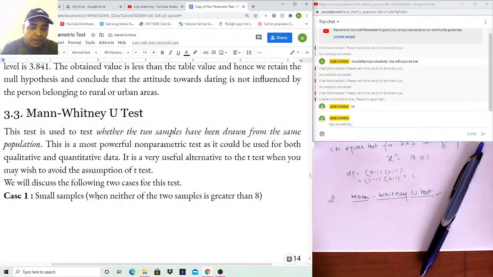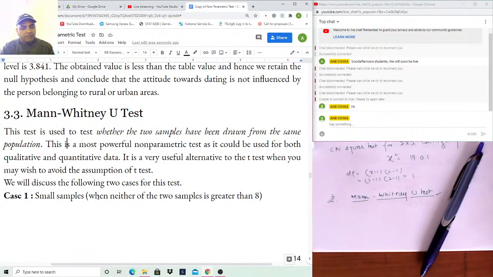and this is the most powerful non-parametric test, as it could be used for both qualitative as well as quantitative data. That is, whether you have qualitative data or quantitative data, you can apply the Mann-Whitney U test. So it is a very useful alternative to the t-test when you may wish to avoid the assumptions of the t-test. You don't have knowledge about your population, you don't have the assumptions, and you want to bypass them, then you can apply this Mann-Whitney U test, right?